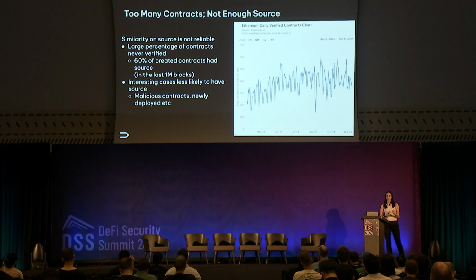Another problem is that we don't have source. Maybe that's not entirely accurate. We have source for about 60% of contracts, but still 40% is left without source. So doing similarity on the source code is not very reliable. And most interesting applications, like malicious contracts or maybe MEV bots, whatever, don't really have an incentive to publicize their source. So there's even more reason to do so.